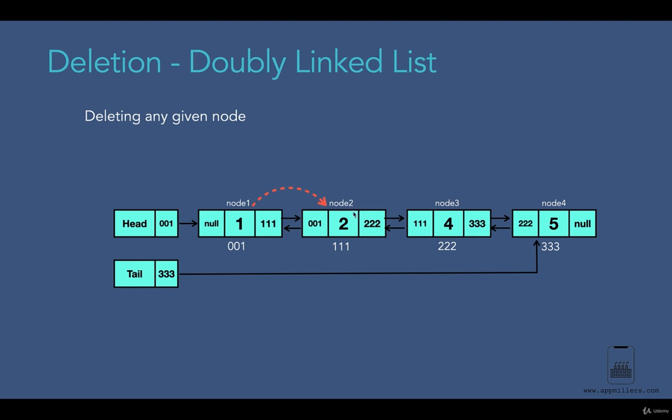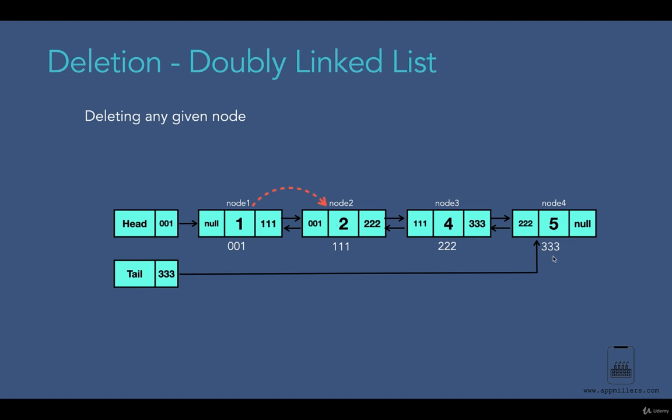Now you see that a link from node 2 comes to node 3 and a link from node 4 comes to node 3. So we have to delete these links over here. Now after deletion of node 3, the third node becomes node 4. That's why we have to create a link between node 2 and node 4.